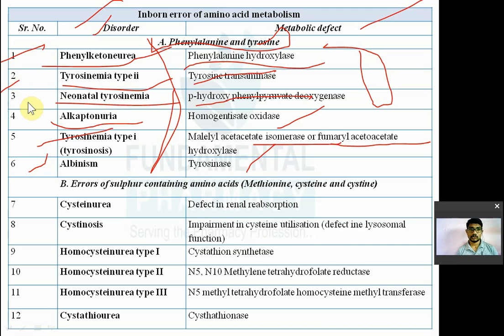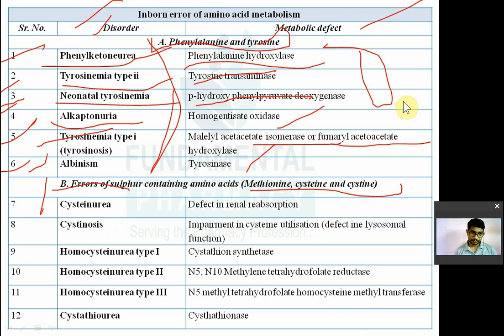Now errors of sulfur containing amino acids. How many sulfur containing amino acids do you have? Methionine, cysteine and cystine. Now first comes cystinuria. Cystinuria is due to defective renal reabsorption of cystine. Cystinosis is due to impaired cystine utilization, with lysosomal enzyme function depleted. Then homocystinuria type is due to cystathionine synthetase.